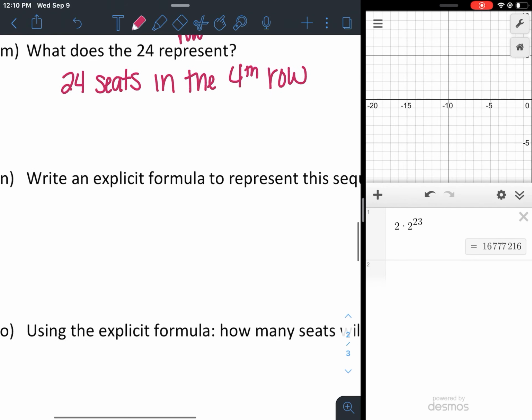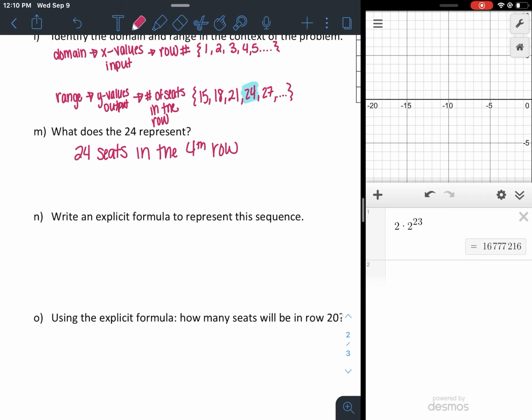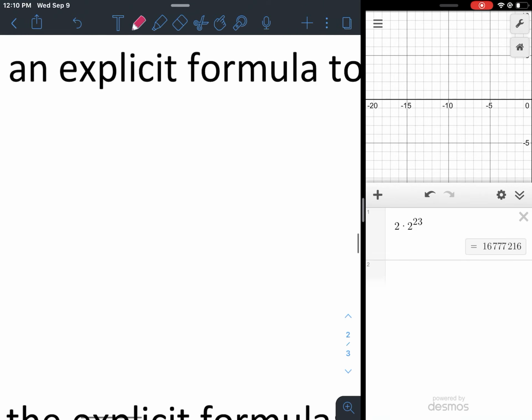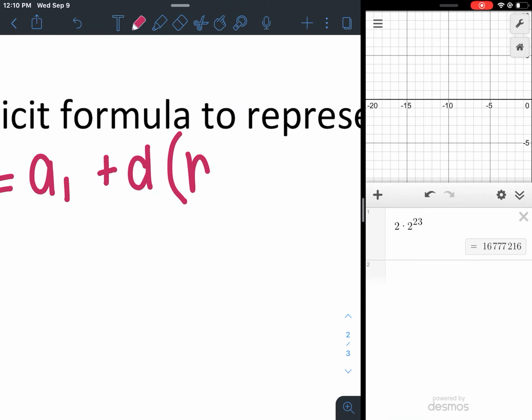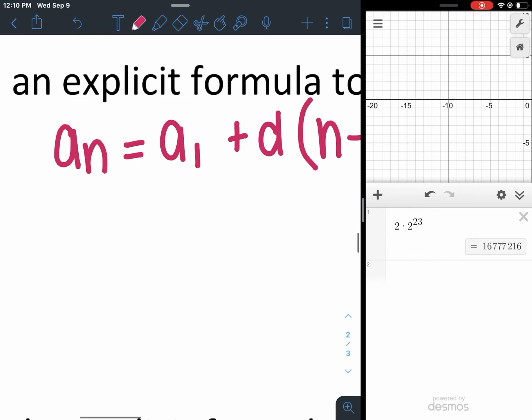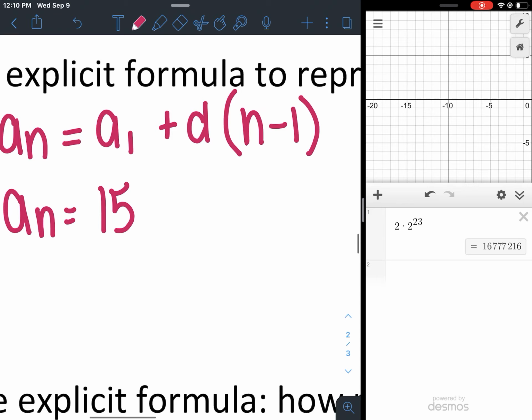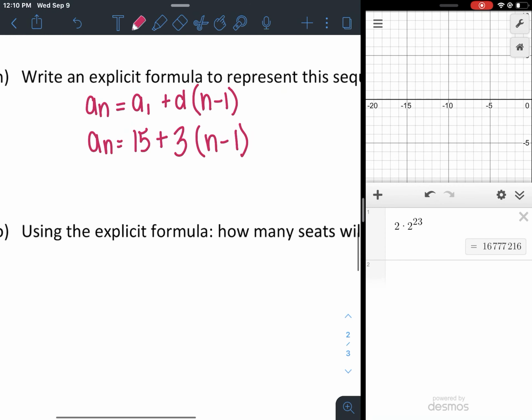Excellent. Let's write an explicit formula to represent this sequence. We already said it was arithmetic. So arithmetic explicit formula is a sub n equals a sub 1 plus the common difference times n minus 1. We'll plug in the first term and our common difference. Our first term was 15. There were 15 seats in the first row. And then our common difference was plus 3. We're adding 3 chairs to each row. And then times n minus 1.